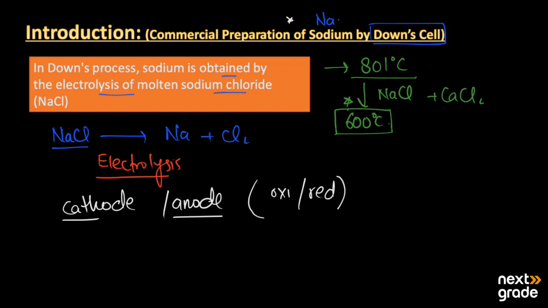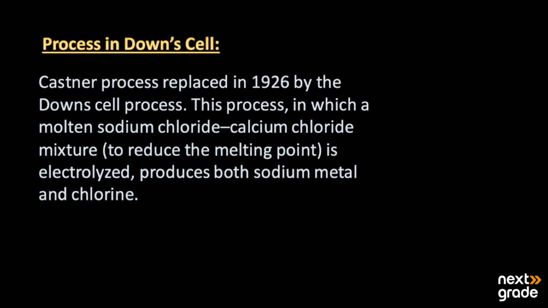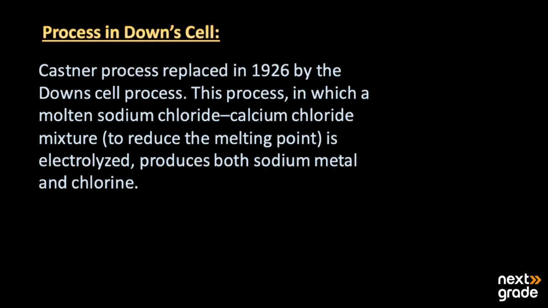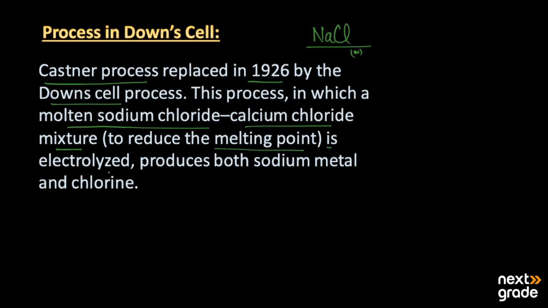Now let's have a look at the main process in the Downs cell. Before the discovery of the Downs cell, there was another process, the Castner process. It was replaced by a scientist in 1926 by the Downs cell process. In this process we use molten sodium chloride. So we have to take the sodium chloride in the molten state, and then we add some calcium chloride to reduce its melting point, and then it is electrolyzed.